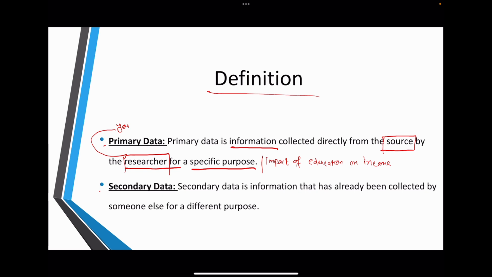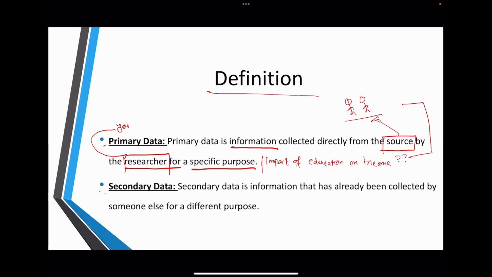To fulfill this purpose, to assess the impact of education on income, from which source do you need to collect data? You need to collect data from the individuals with different levels of education and different levels of income. So if you started to collect data by yourself from those individuals, then the data you obtain is called primary data.